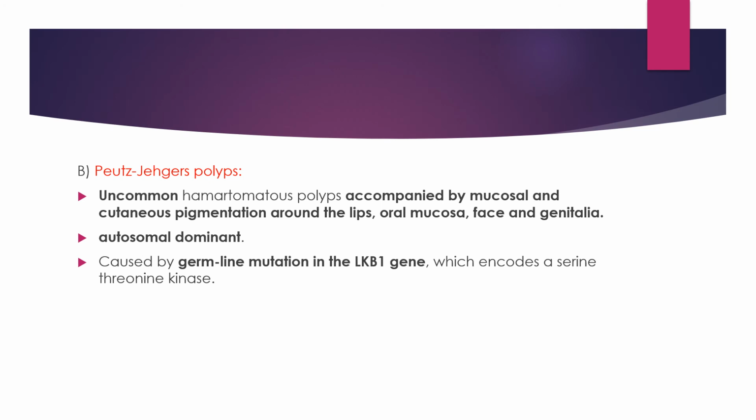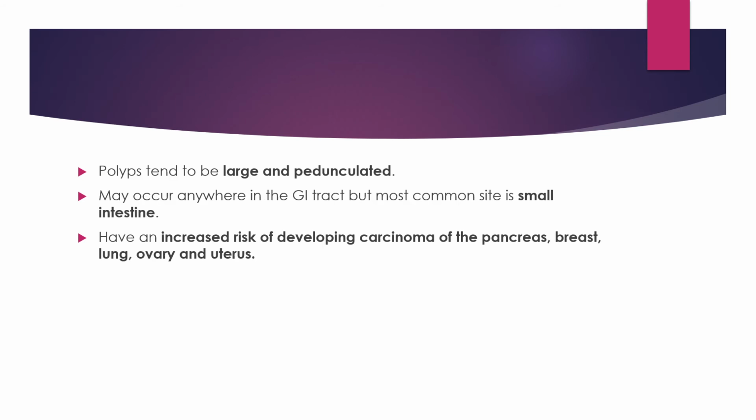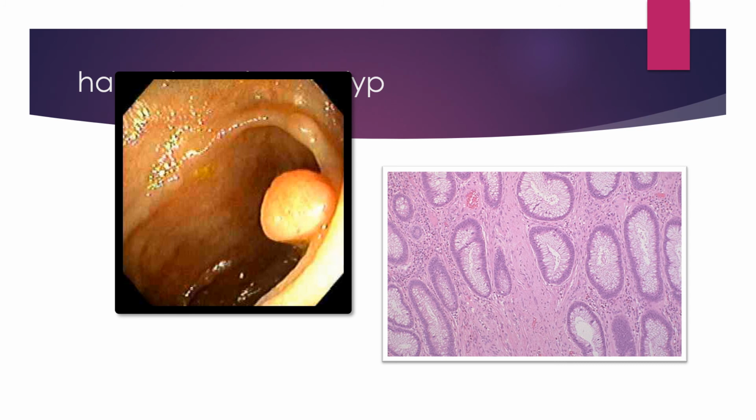Next type of hamartomatous polyp is the Peutz-Jeghers polyp, associated with Peutz-Jeghers syndrome. They are accompanied by mucosal and cutaneous pigmentation around the lips, mucosa, face and genitalia. They are autosomal dominant, caused by germline mutation in LKB1. The median age of presentation is 11 years. There are multiple hamartomatous polyps in the gastrointestinal tract and also mucocutaneous pigmentation. They have an increased risk of developing carcinoma of the pancreas, breast, lung, ovary and uterus. So these are hamartomatous polyps.